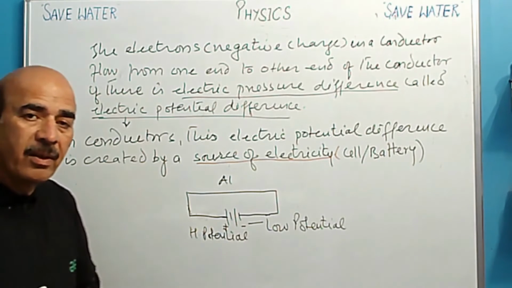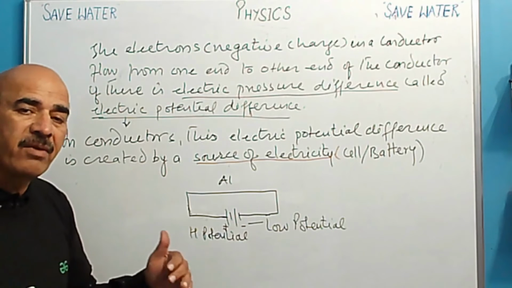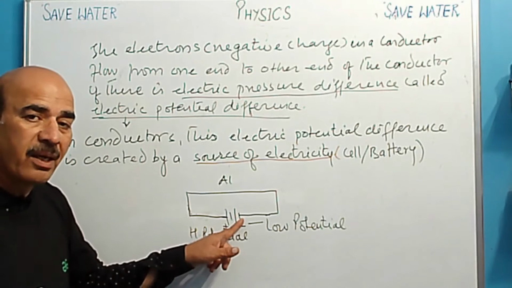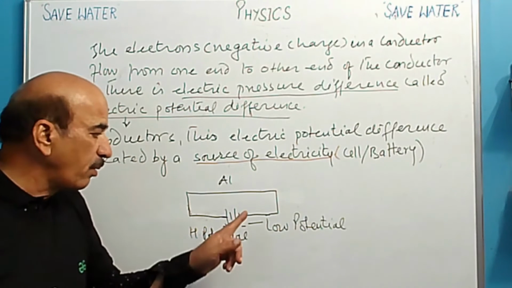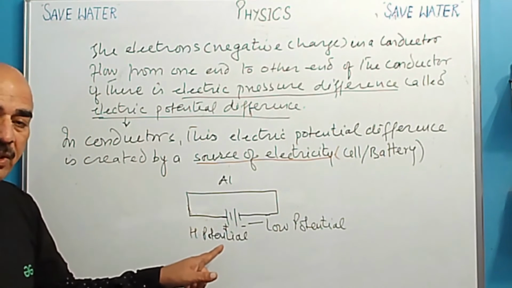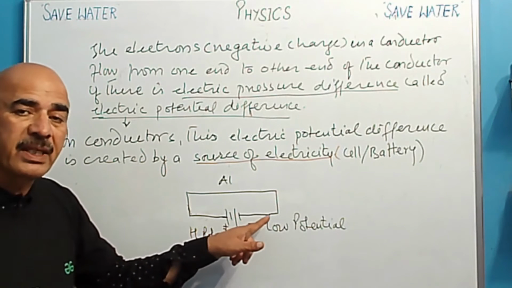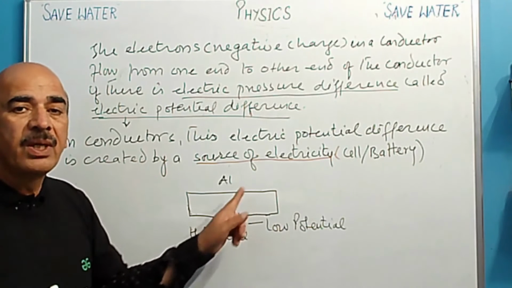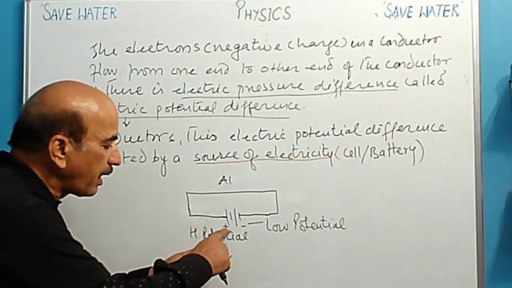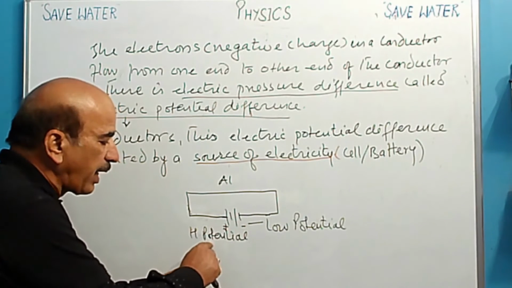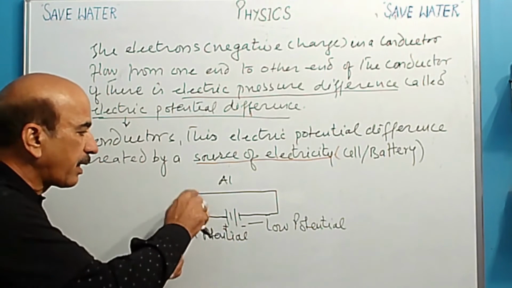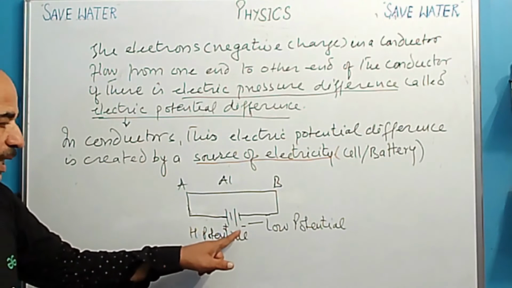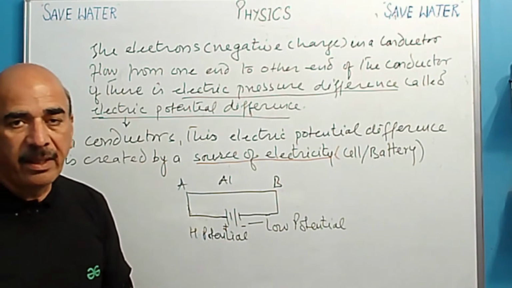So what will happen? Here electrons will flow. This is at higher potential, this is at lower potential. So electrons start flowing from lower potential to higher potential. So electrons start flowing from the negative terminal to the positive terminal, that is, from low potential to higher potential. So here the electric potential difference is being created by this battery. In this conductor, across the ends A and B, potential difference is being created with the help of this battery.